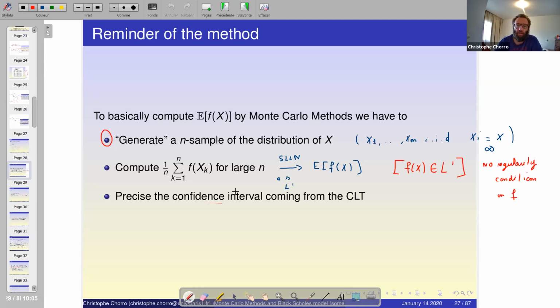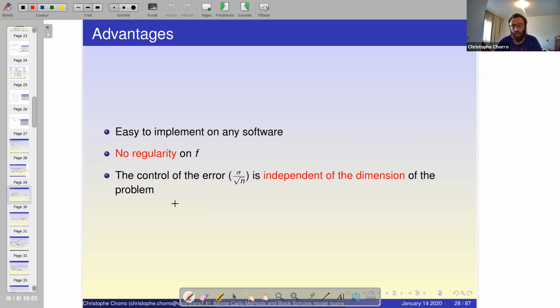It means that if I take X as a random variable or as a random vector, I have exactly the same way to control the error, with the same speed of convergence in the central limit theorem. So it is one of the two main advantages of this methodology. It's what I have summarized in these slides: very easy to implement, no regularity on F, only integrability conditions, and the control of the error through the asymptotic confidence interval is independent of the dimension of my problem.